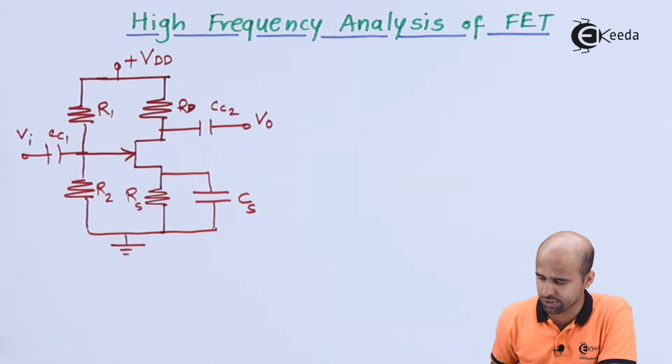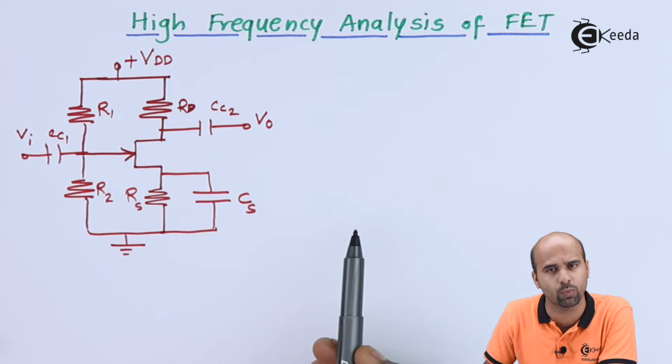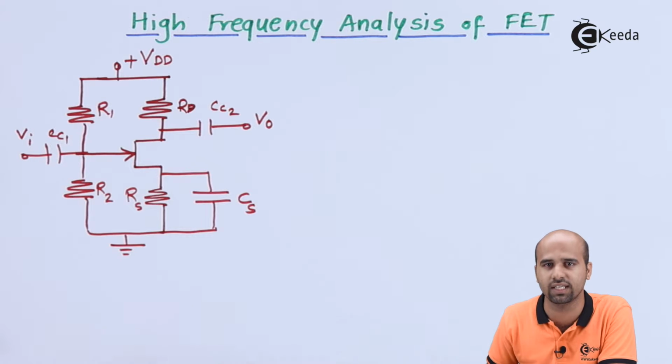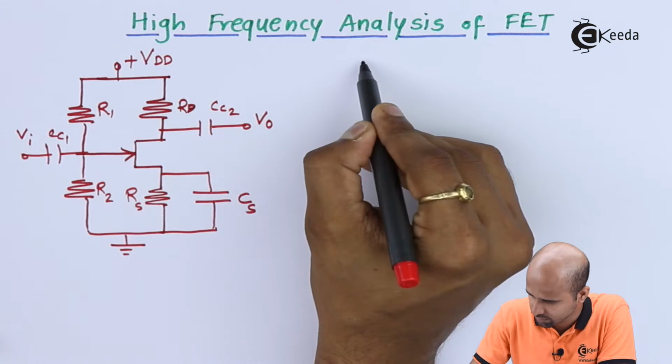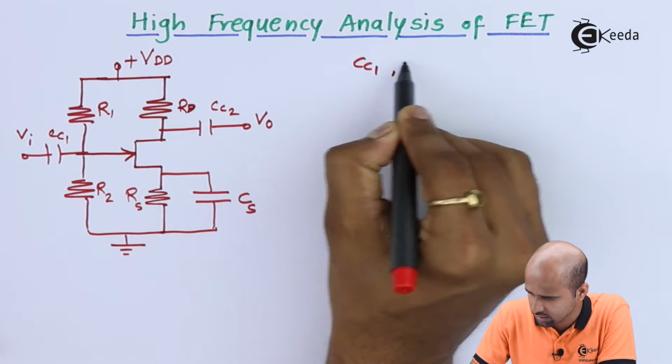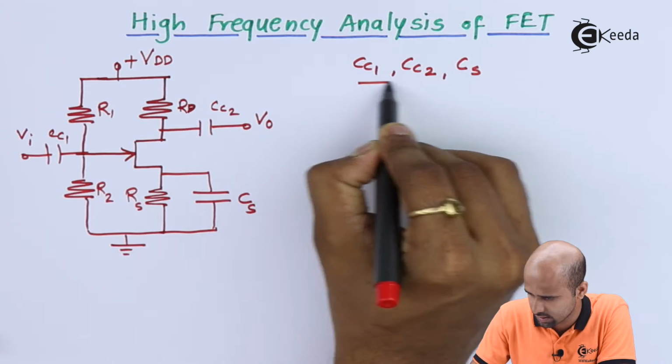So first of all let's see how these three capacitances work at low frequency and high frequency, and then we will jump towards another type of capacitor that is called internal capacitors. So CC1, CC2 and CS.